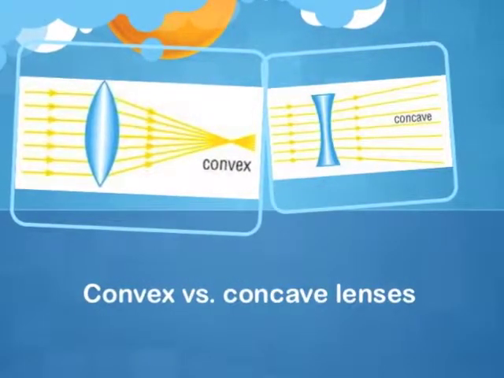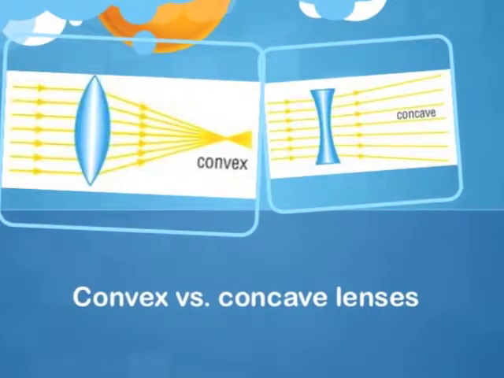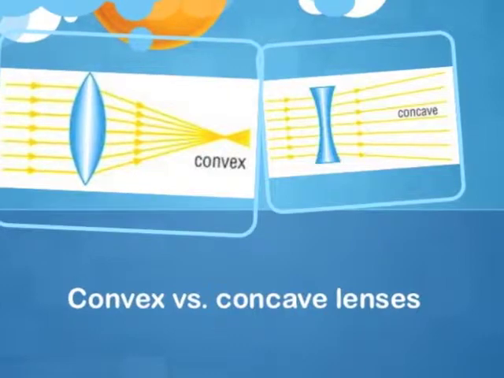In this case, we'll be talking about two different types of lenses, convex and concave lenses. Convex lenses are usually thicker in the center and thinner at the edge, while concave lenses are thicker at the edges than the center. Like the human eye, contact lenses, camera lenses, eyeglasses, and magnifying glasses, they all are convex.